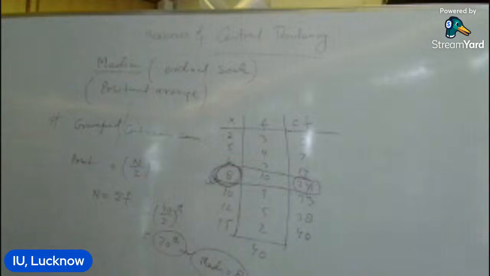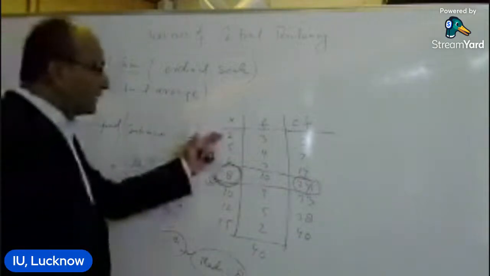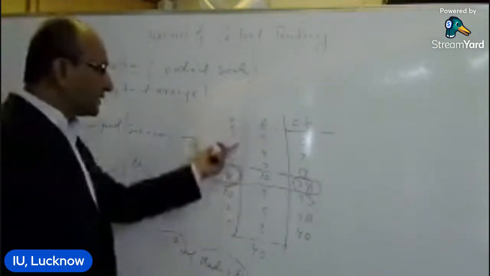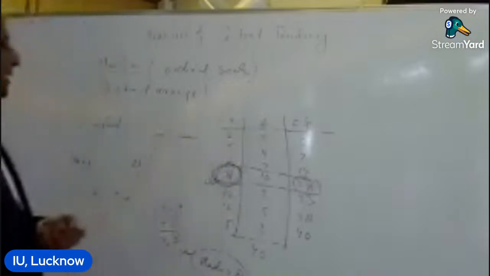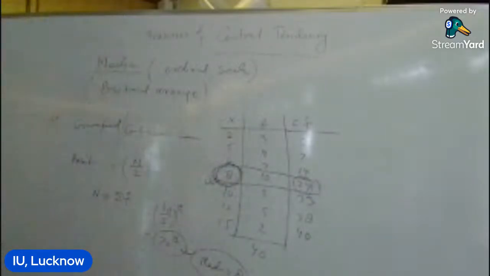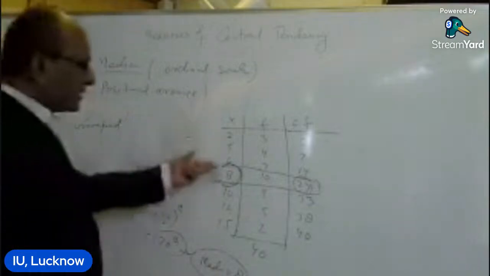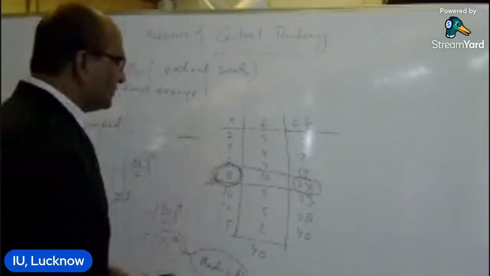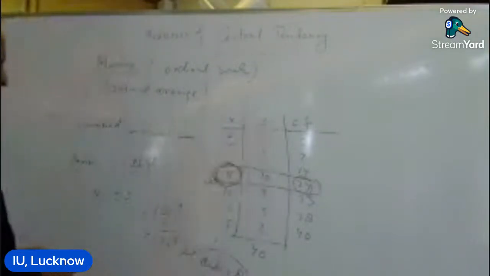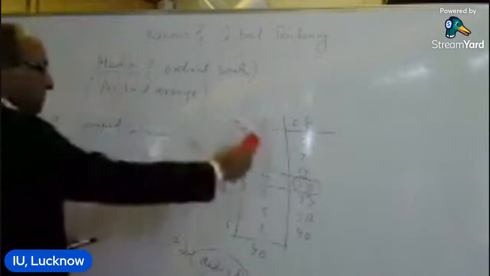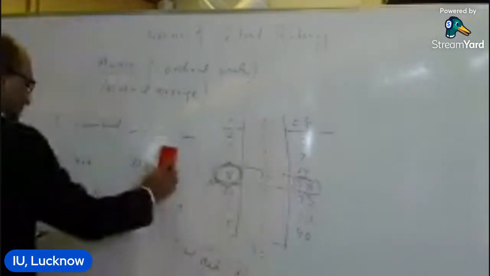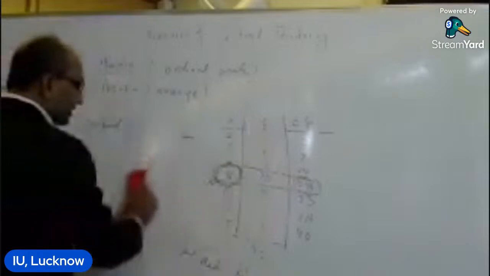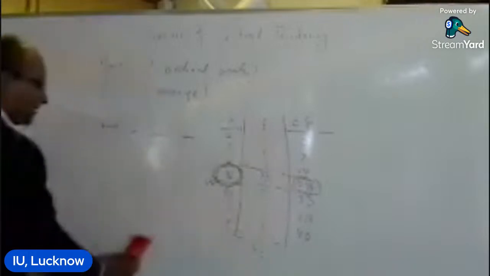So this is the group data, not continuous. Continuous means if we have a class interval. This is not a class interval. This is the discrete value with their frequencies. So you can find the median using this process. And the next process is for the continuous case, means if the data are given in class interval.